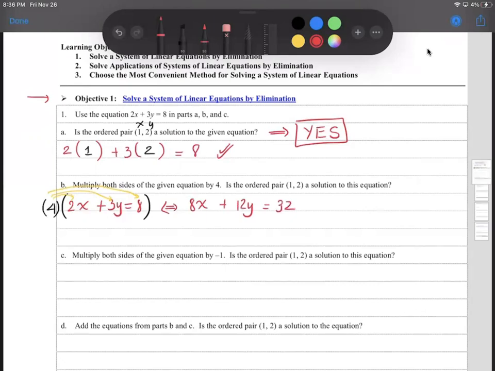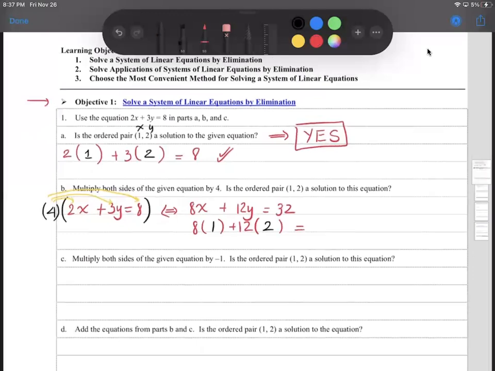And now I want to check if the ordered pair (1, 2) is still a solution of this equation. So now I'm going to plug in 1 for x and 2 for y. 8 times 1 is 8, 12 times 2 is 24. 8 plus 24 is 32. So check. Even if we multiply both sides by 4, the ordered pair (1, 2) is still a solution of the equivalent equation. Right?